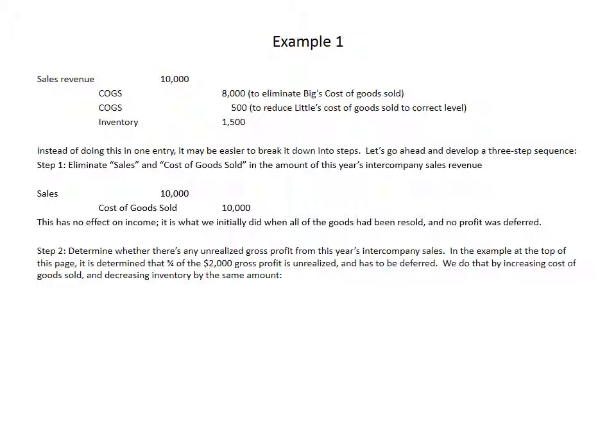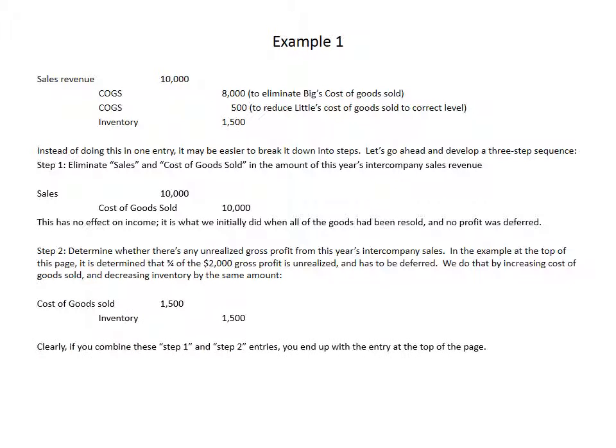We're going to defer that $1,500 by increasing cost of goods sold and decreasing inventory by the same amount. So we're killing two birds with one stone here. With the debit to cost of goods sold, we're reducing our income, we're deferring the unrealized profit. With the credit to inventory, we're writing the inventory down to its correct level.